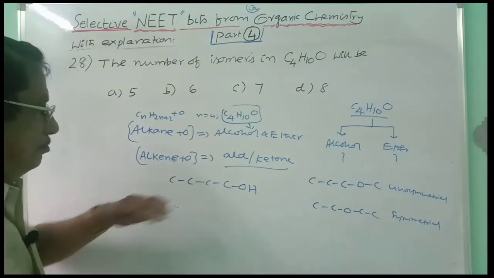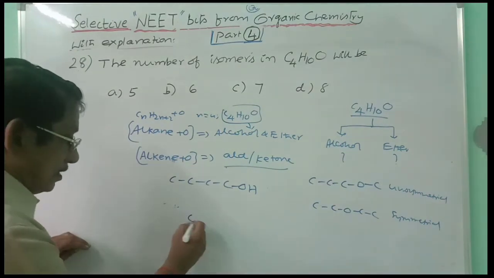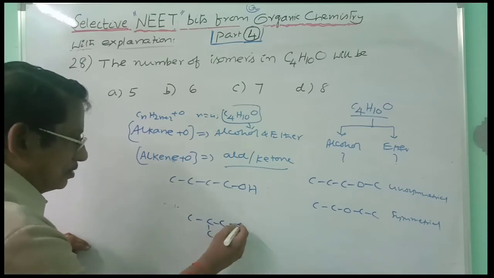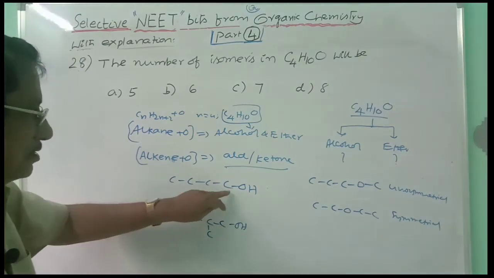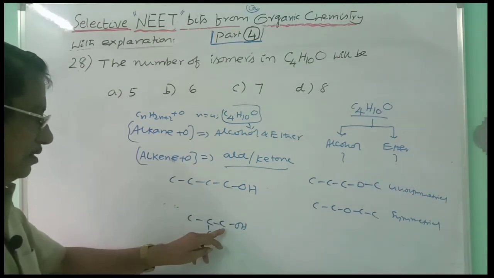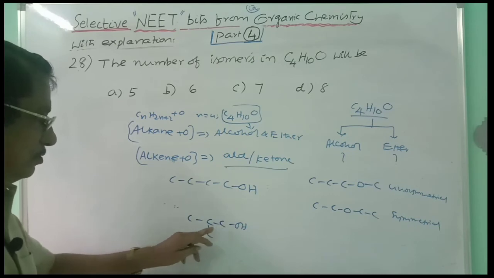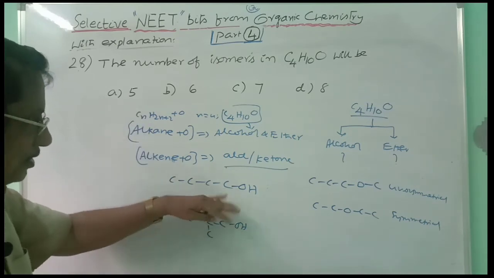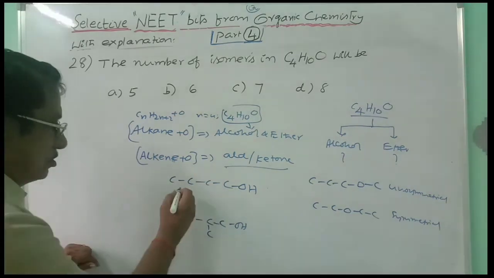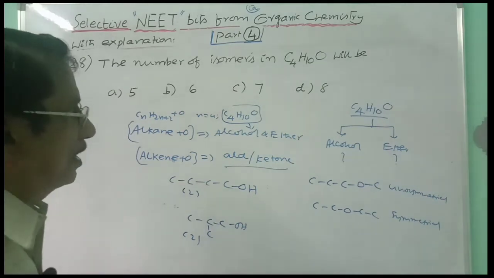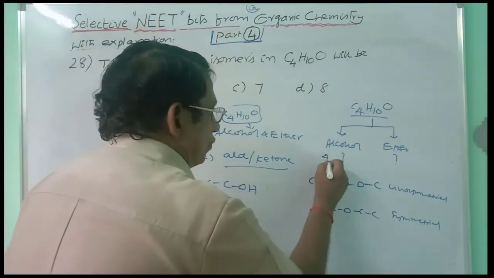In this case, butyl, we can also take isobutyl, like this. You can take OH here also. In this case, 1-butanol, 2-butanol, 1-hydroxy-2-methyl propane, that means 2-methyl propanol, and 2-methyl-2-propanol. Here 2 isomers will be obtained, and here 2 isomers will be obtained. Totally there are 4 alcohols.